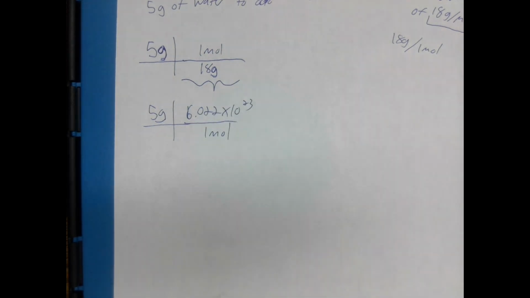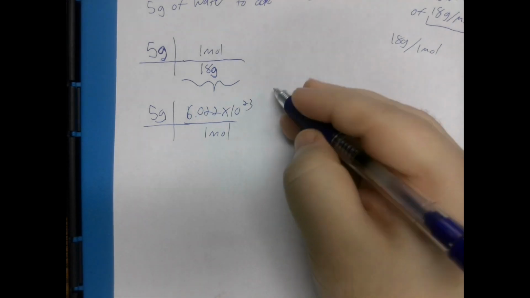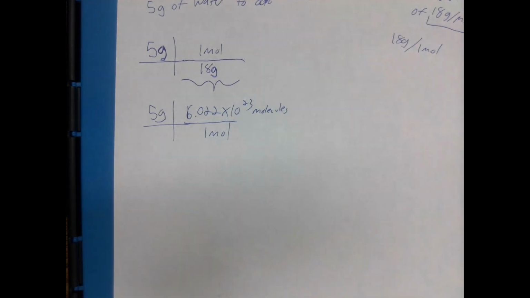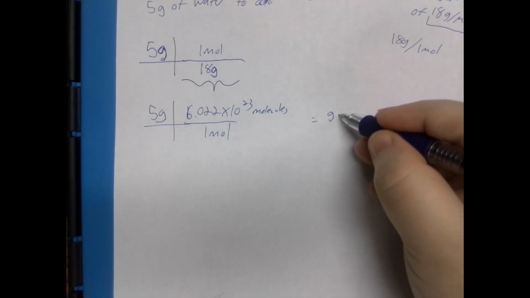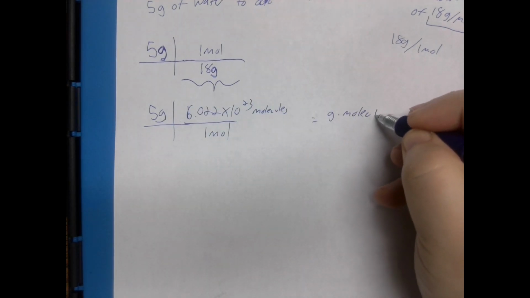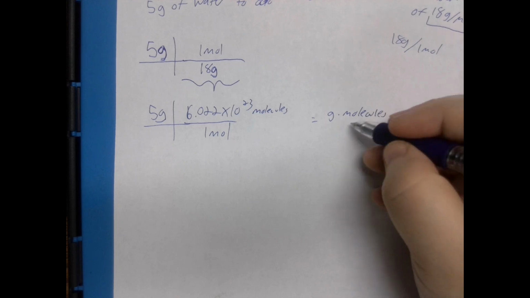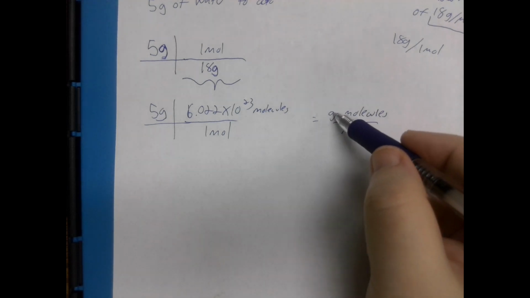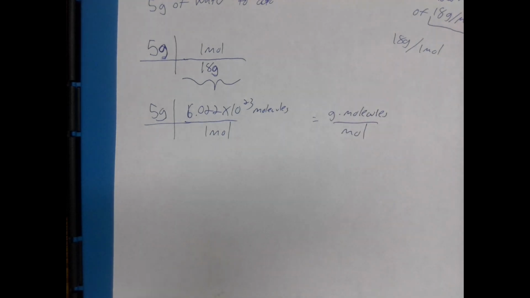Let's look at the units on this. This number right here is molecules. So we have a gram times a molecule divided by a mole. The grams and the moles didn't cancel out, so this obviously isn't the full answer.